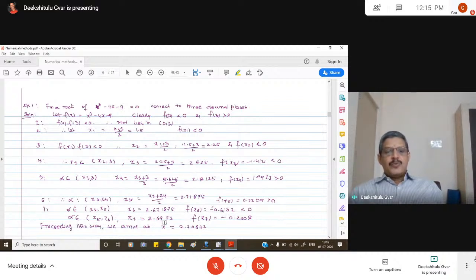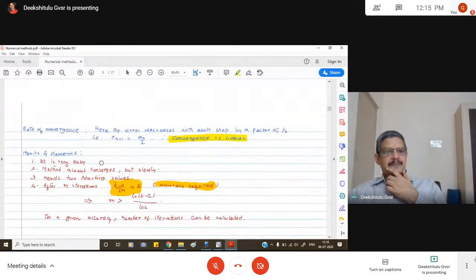So x7 is 2.6953 and f is negative. So go on like this. Yes, x6 is 2.67, x7 is 2.69. Almost 10 power minus 2 accuracy we are getting. If you still go further, we arrive at x is equal to 2.70. See, this is a lengthy process. That's what we said in the merits and demerits. It's very easy, but the method converges very slowly.